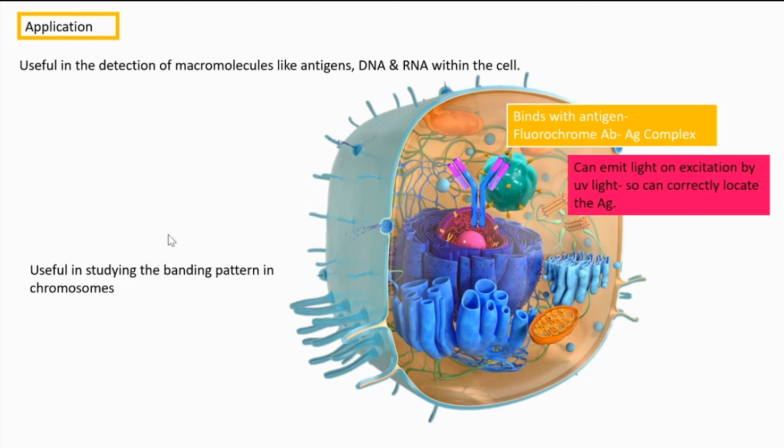So this banding pattern, you just need to learn or understand and write only as an application of the fluorescent microscope. Using the fluorescent microscope, we can study the banding pattern in chromosomes.